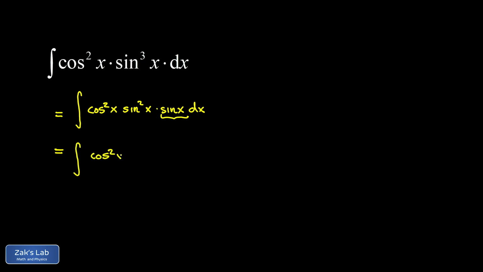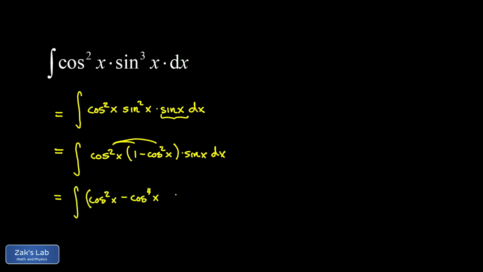So now I can write this as the integral of cosine squared x times 1 minus cosine squared x. There I've just applied the basic Pythagorean identity, sine squared plus cosine squared is equal to 1. And we can distribute the cosine squared into these parentheses, and we end up with cosine squared x minus cosine to the fourth x, times sine x dx.